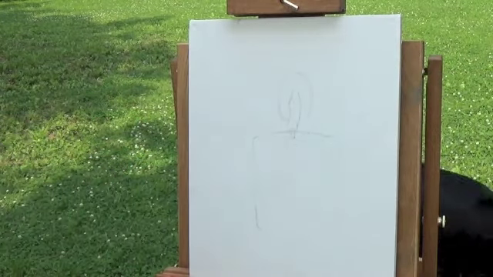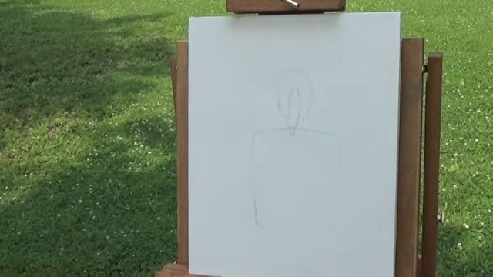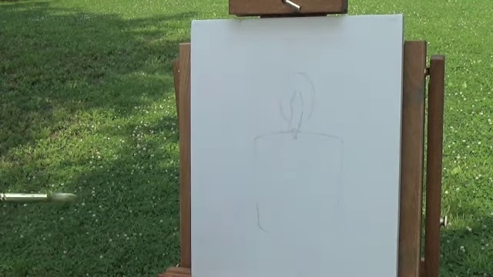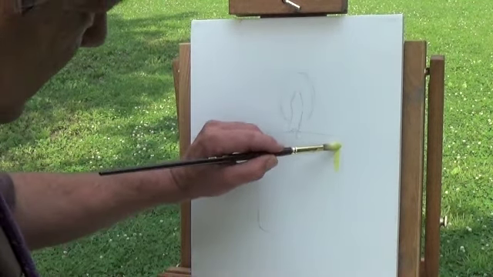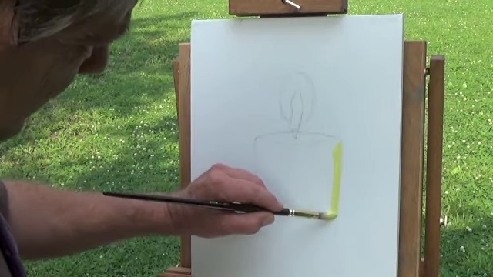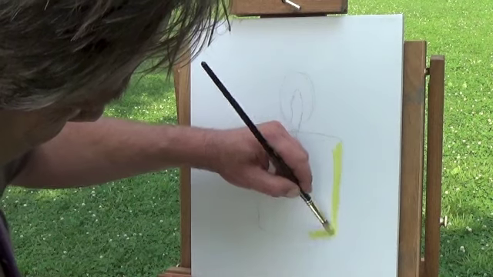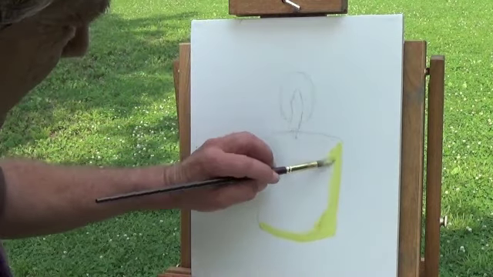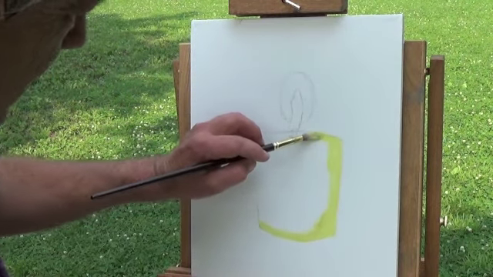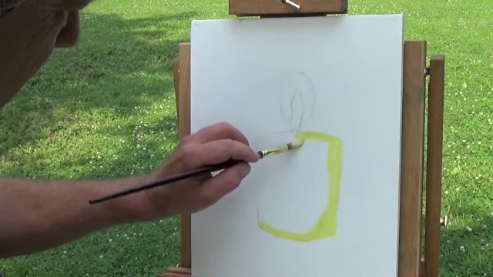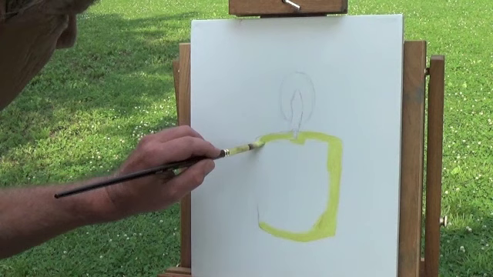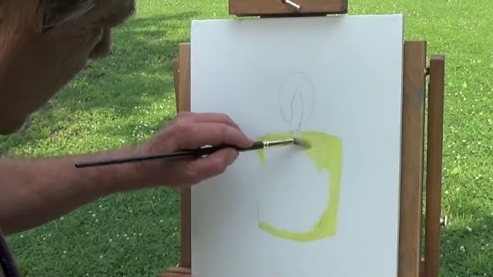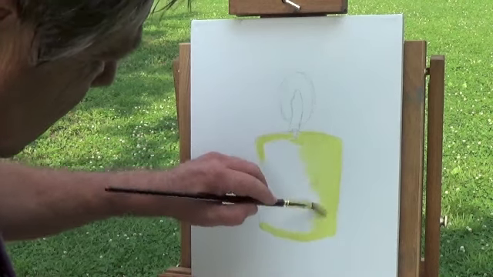So, now the first thing I've done is I created a fairly bright yellow to paint the base color for the candle, for the wax part. I'm just going to scrub this in thin.